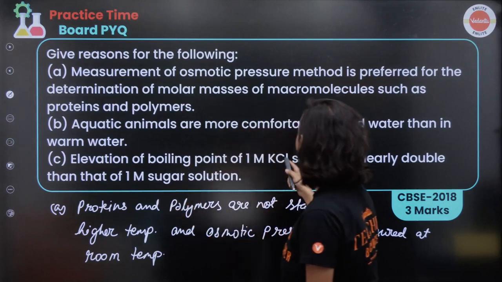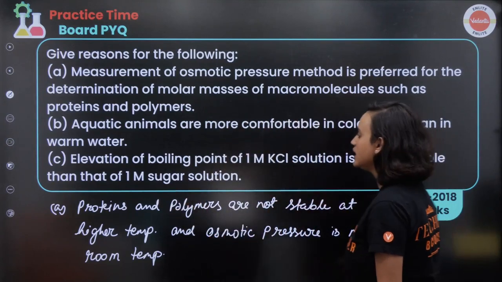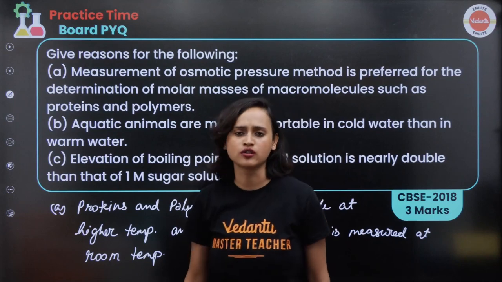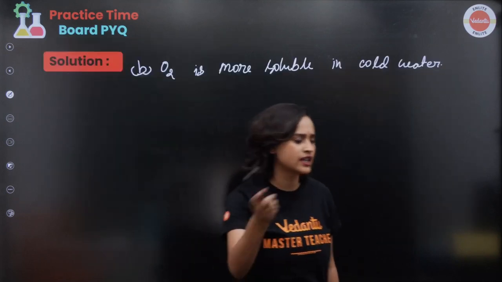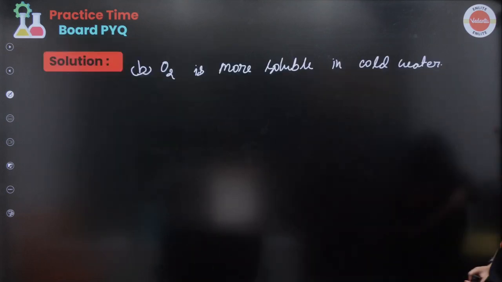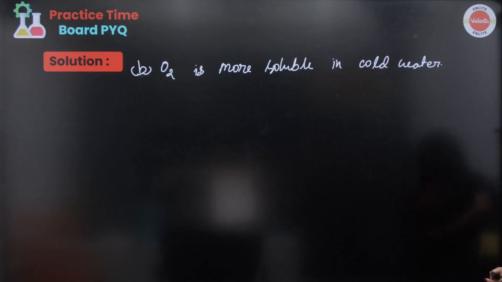Elevation of boiling point of 1 mL KCl solution is nearly double than that of 1 mL sugar solution. Guys, this is very easy. You can answer. Come on, guess it and let me know in the comment section, everybody. What is the answer, guys? Come on, tell me. I know you know the answer.